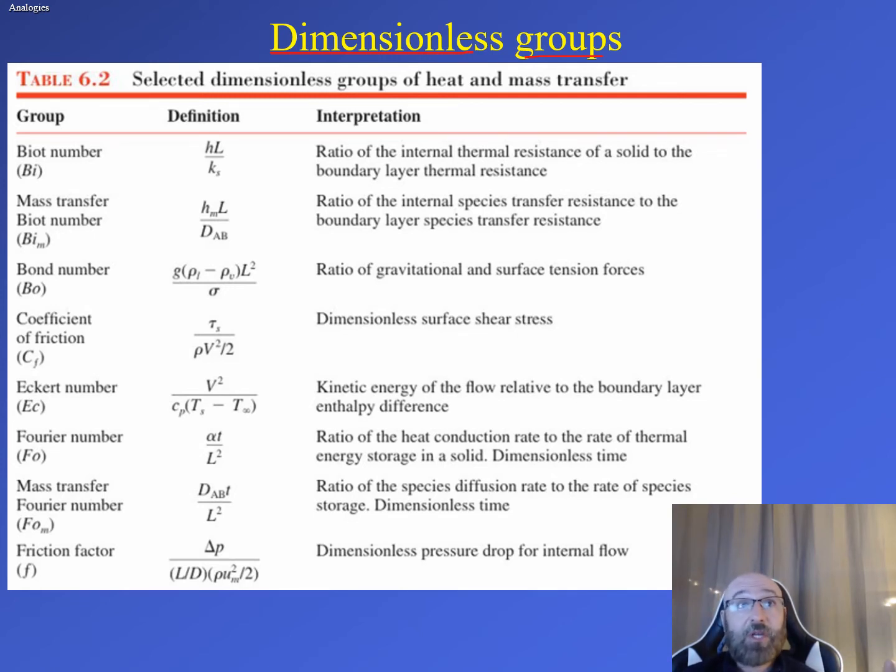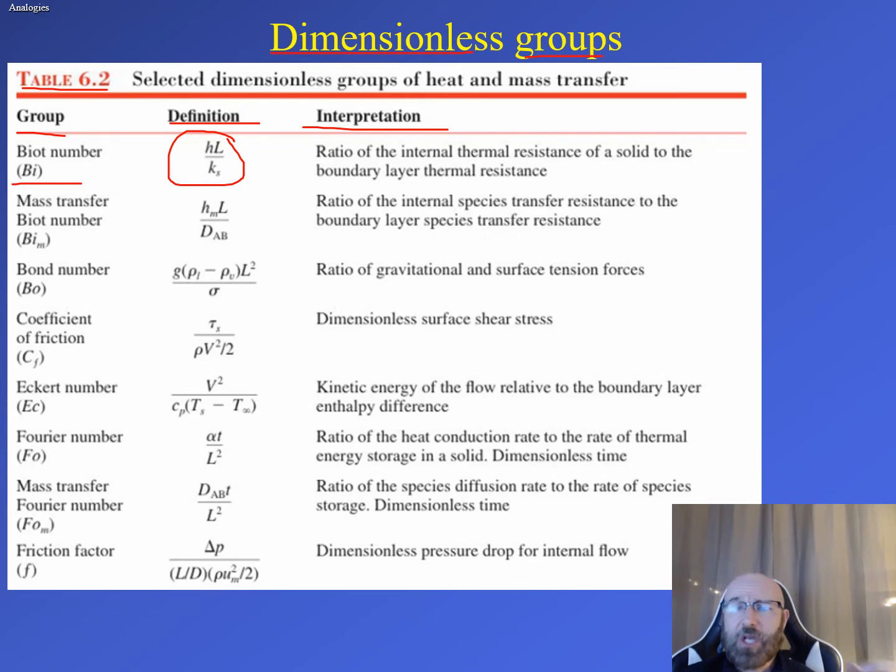So within this table here, table 6.2, this specifies some of the selected dimensionless groups of heat and mass transfer. Within this, we can see, if we're dealing with our Biot number, this has its definition. So we have our relationship here, h times L over k_s, and our interpretation. So this is great for us.